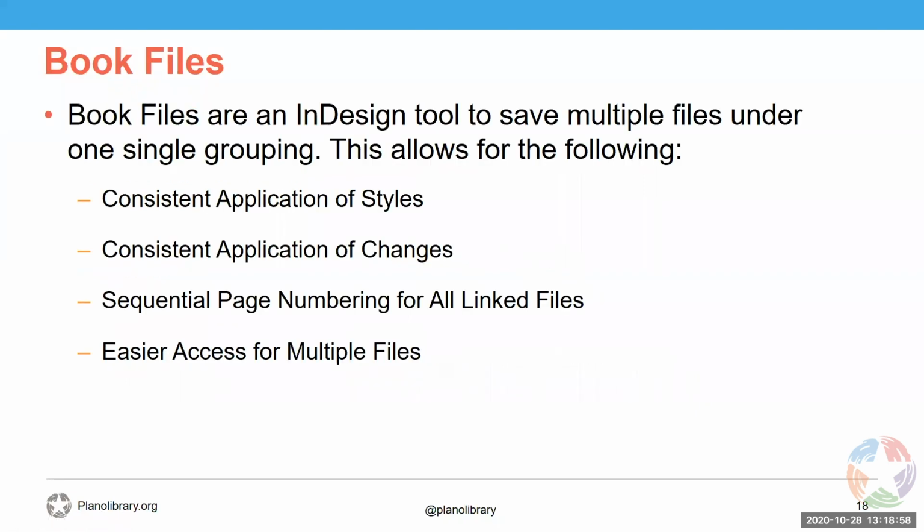So I wanted to make sure that I go over book files before we jump into the software, because this is what is going to make your family history book really accessible, and it'll make organizing the files and accessing them later easier for everyone. So a book file is an InDesign tool to save multiple files under one single grouping. It allows for the following: consistent application of style, consistent application of changes, sequential page numbering for all linked files, and easier access for multiple files.